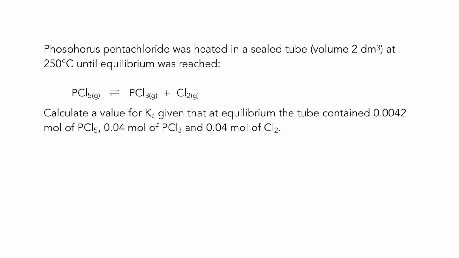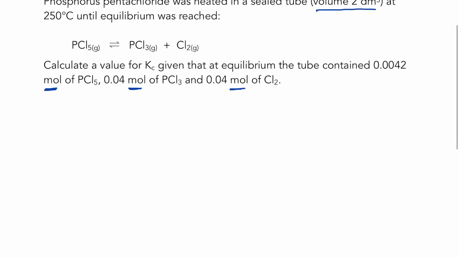Moving on to my second example exam question. Phosphorus pentachloride heated in a sealed tube, and then give us the volume. So that should be piquing our interest. And equilibrium is reached. We've calculated a value for Kc, given that at equilibrium the tube contained. And we have got the number of moles of each of these substances at equilibrium.